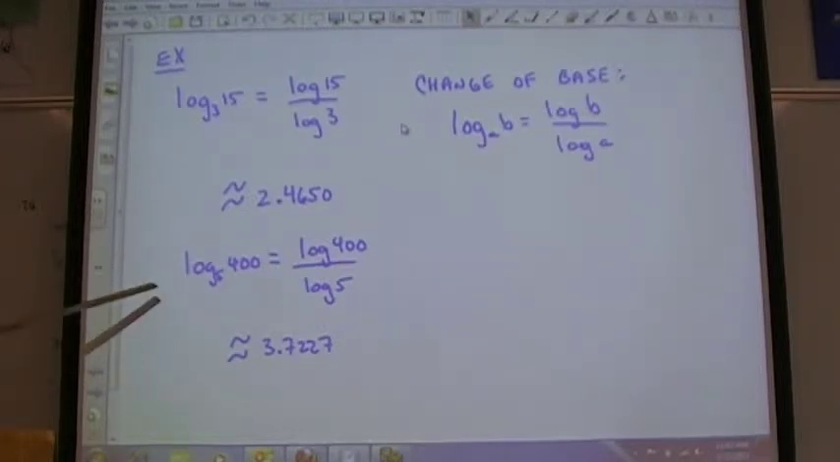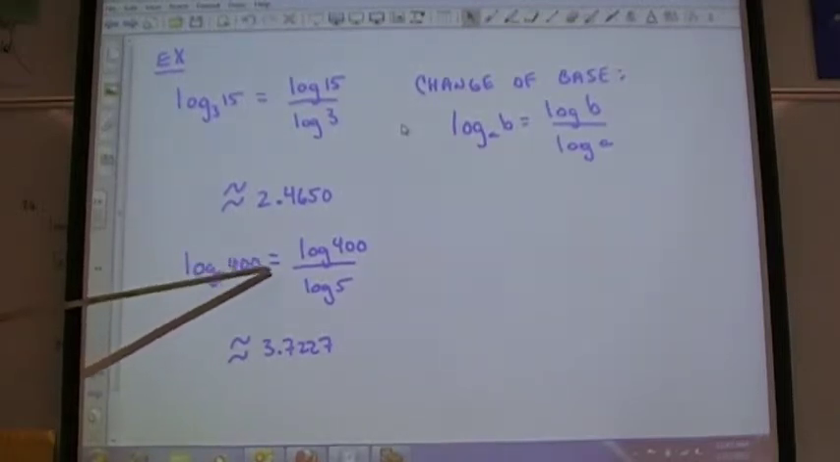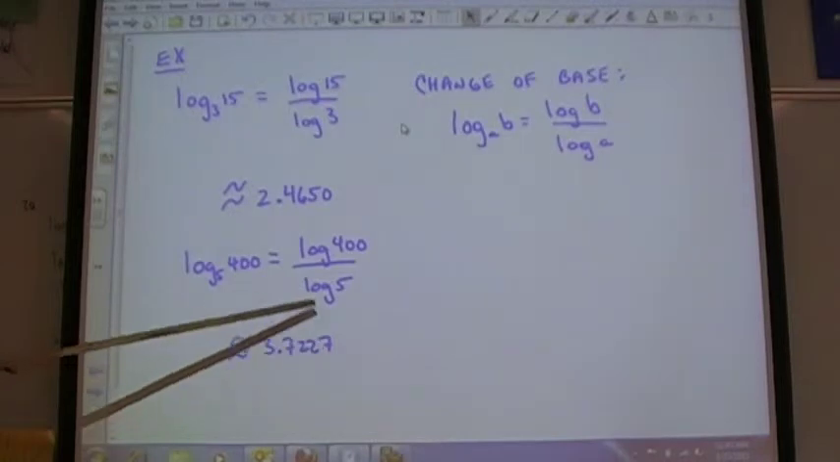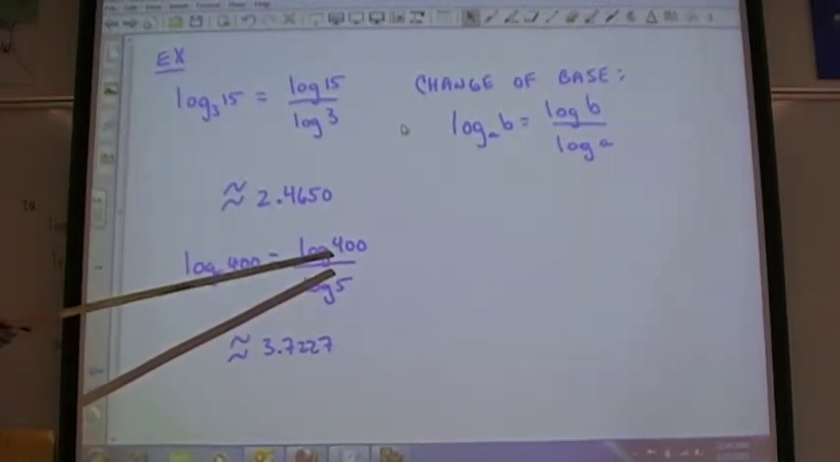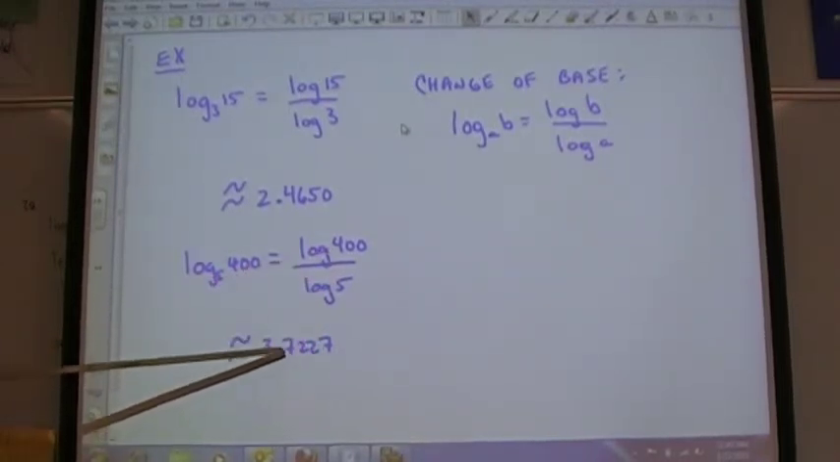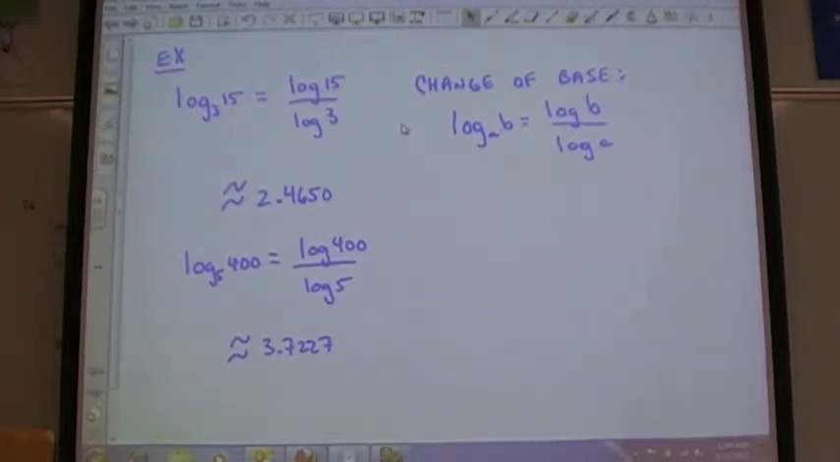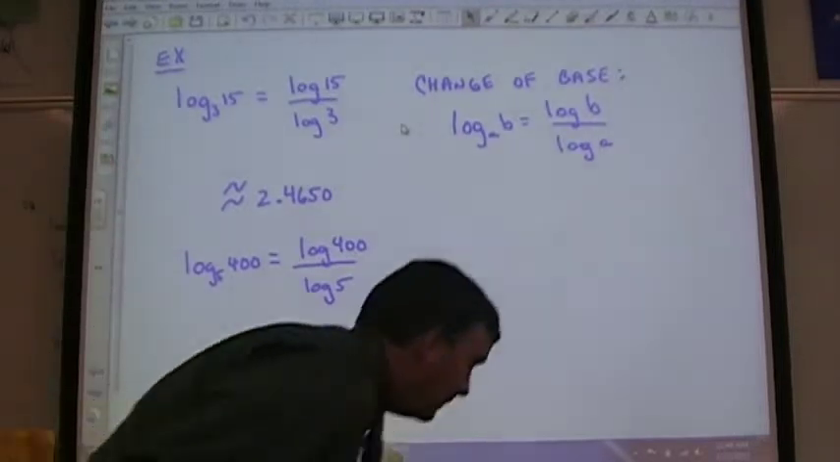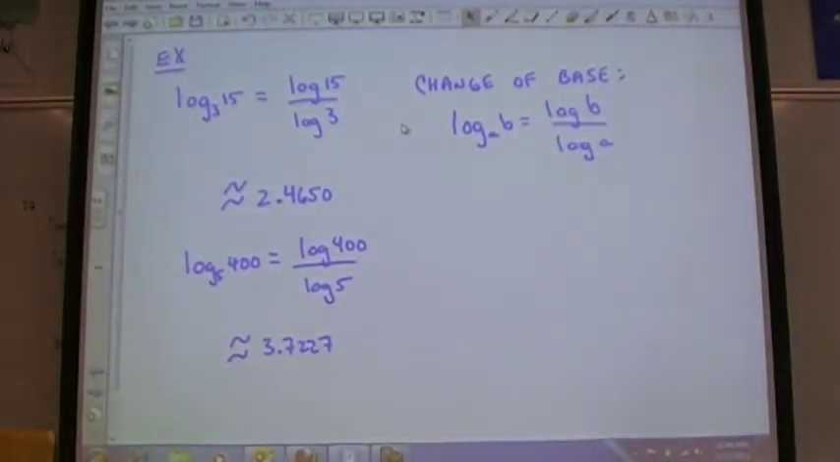Same thing here. Change of base formula. Log base 5 of 400 equals log of 400 over log 5 is how you would punch it into the calculator, which comes out to be 3.7227. Question? Okay? All right. So now you know how to solve these using the calculator.